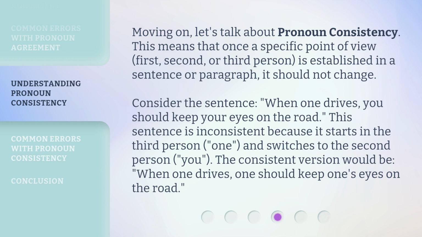Consider the sentence, when one drives, you should keep your eyes on the road. This sentence is inconsistent because it starts in the third person, one, and switches to the second person, you. The consistent version would be, when one drives, one should keep one's eyes on the road.